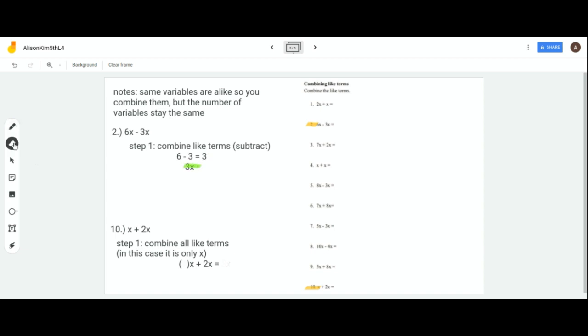Now let's do number 10 together. x plus 2x. So step 1 is combining all like terms, which are the two x's right here. And in this case, you're just adding. So it's going to be 1 right here, because it's like a placeholder, the number 1 right there. So it's going to be 1 plus 2, which is 3. And then once again, you just bring the x right here, and so your final answer is 3x for number 10. So 3x is going to be your final answer for both number 2 and number 10.